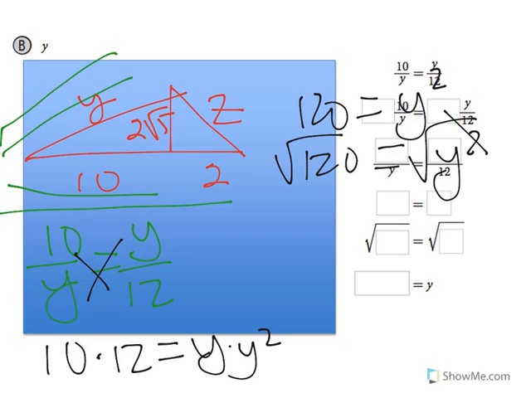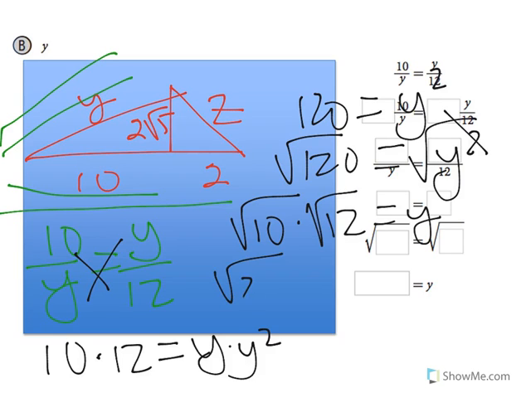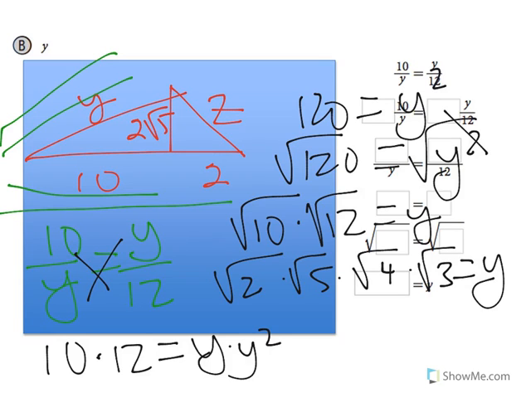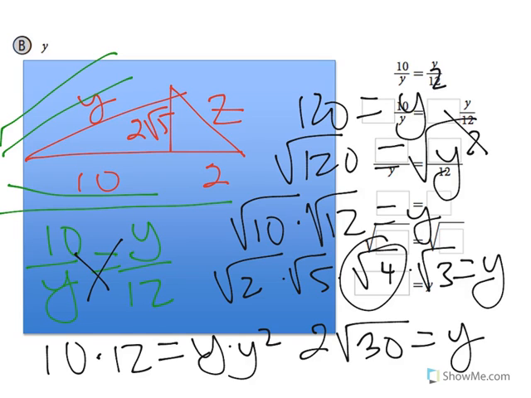So that cancels out. So then the square root of 120, we can break this up into square root of 10 times square root of 12 equal to y, and that becomes square root of 2 times square root of 5 times square root of 4 times square root of 3 equal to y. And the only one that we can reduce is 4. So this gives us 2. And 2, 5, and 3, those are prime numbers, so we cannot reduce those. So then we do 2 times 5 is 10, times 3 is 30. So the answer for y is 2 radical 30.